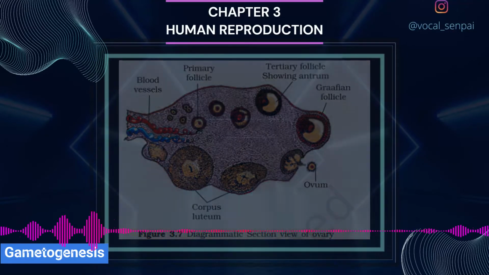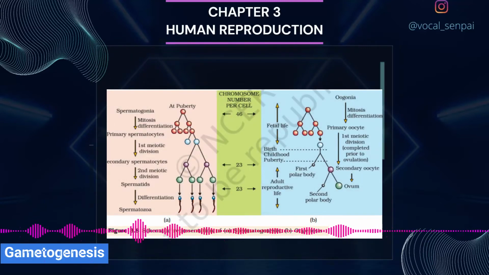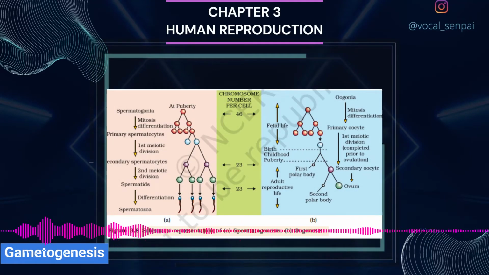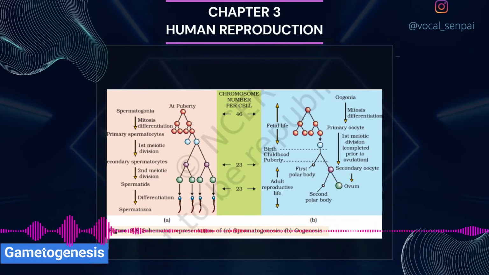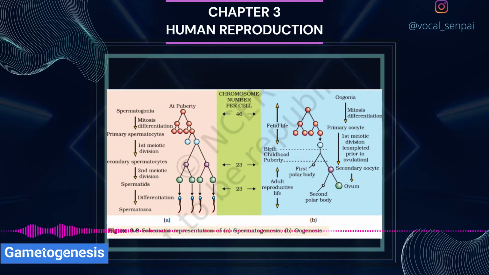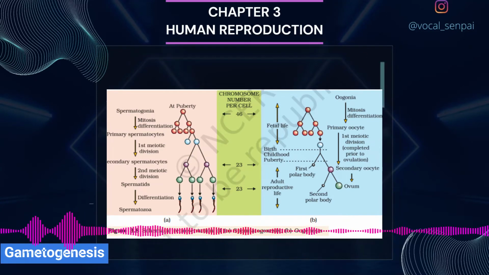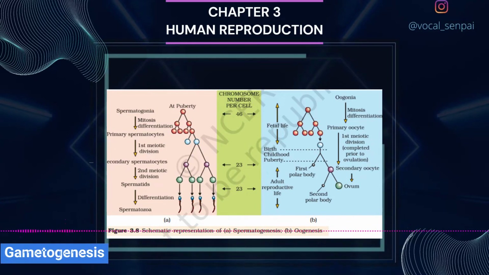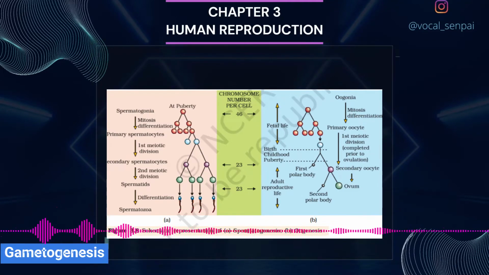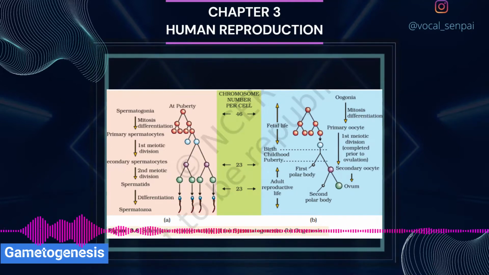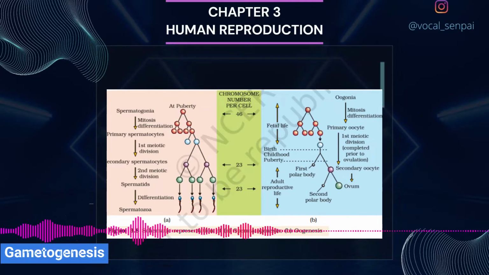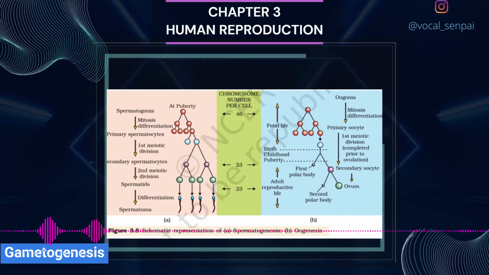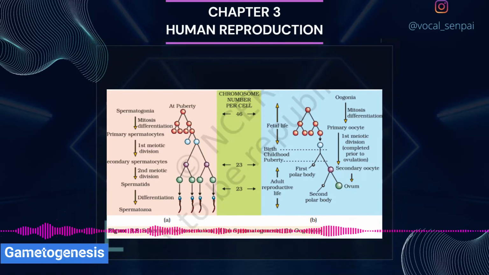The theca layer is organized into an inner theca interna and an outer theca externa. It is important to draw your attention that it is at this stage that the primary oocyte within the tertiary follicle grows in size and completes its first meiotic division. It is an unequal division resulting in the formation of a large haploid secondary oocyte and a tiny first polar body, figure 3.8b. The secondary oocyte retains bulk of the nutrient-rich cytoplasm of the primary oocyte.